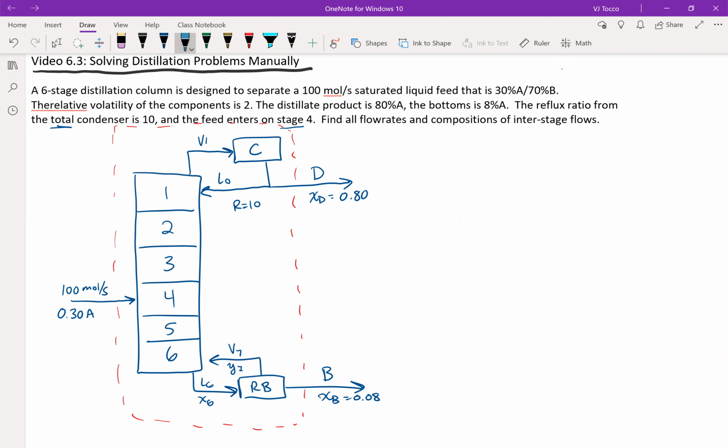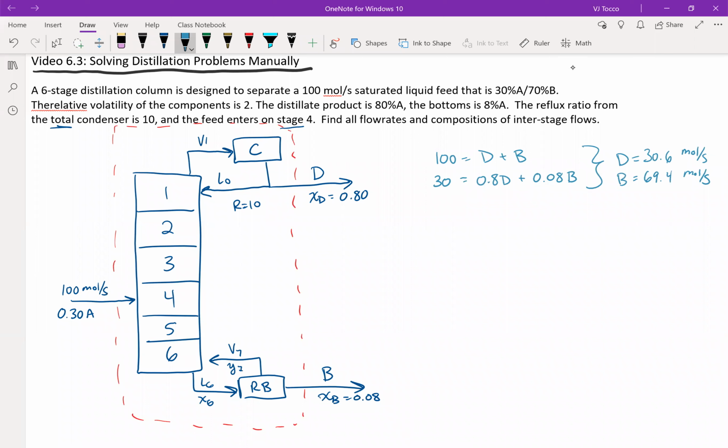I'm going to show you how to do it, right? So D and B are my unknowns in my overall system. I've got 2 material balances to solve for them. So I'm going to say 100 is equal to D plus B, and my component A material balance says 30, so that's 0.3 times 100 is equal to 0.8 times D plus 0.08 times B. System of 2 equations, 2 unknowns, solve.